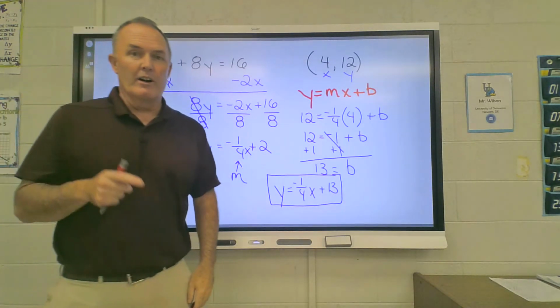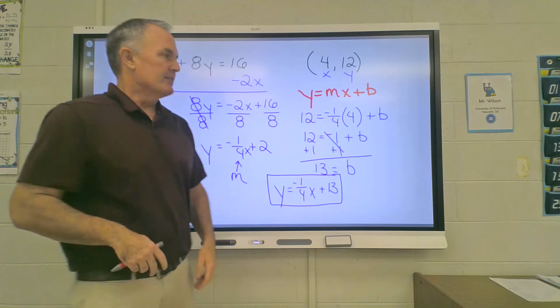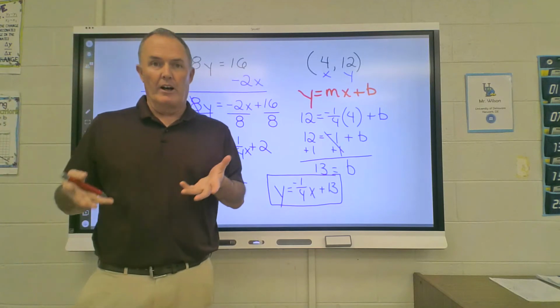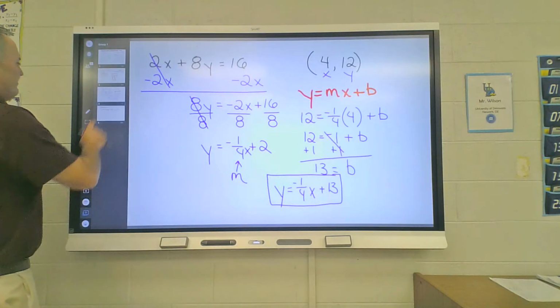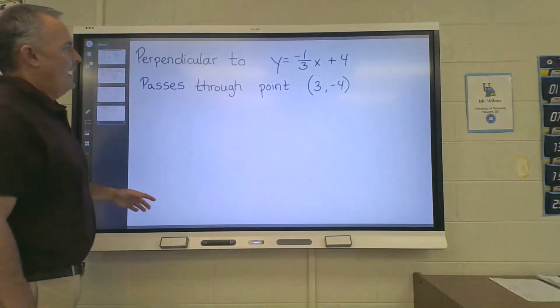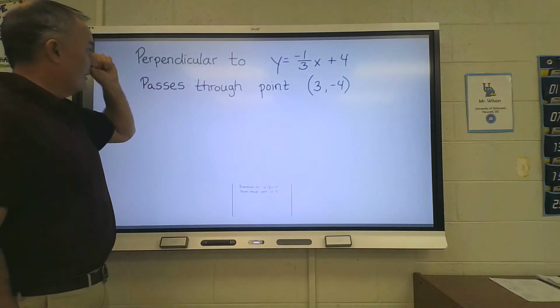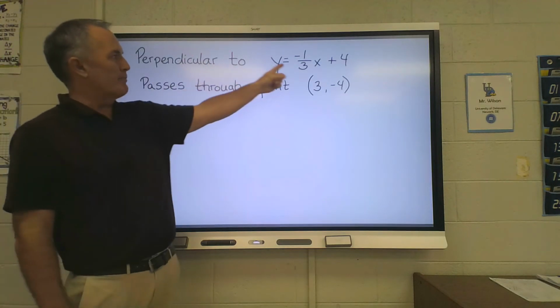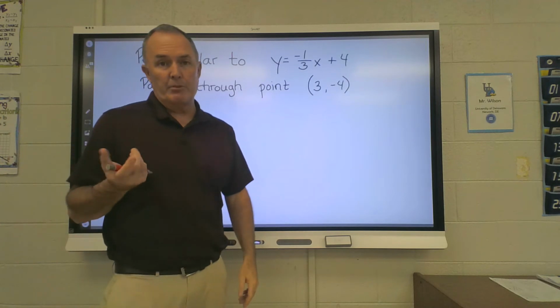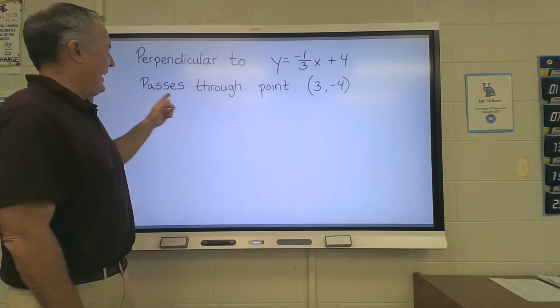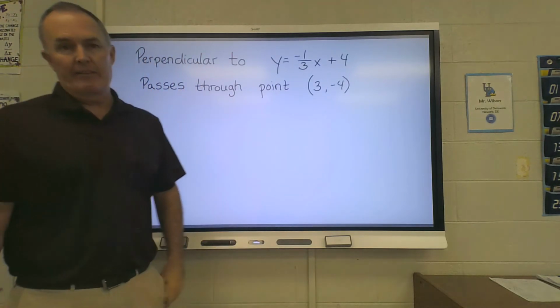All right, let's do one more. Let's do one with perpendicular. So instead of making an equation that's parallel to the other equation, we're going to make it perpendicular this time. The problem we have here is we want to write an equation for a line that's perpendicular to this equation, y equals negative 1/3 x plus 4, and passes through the point (3, -4).